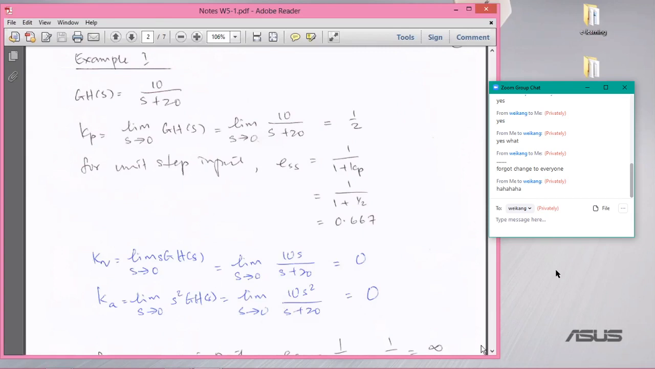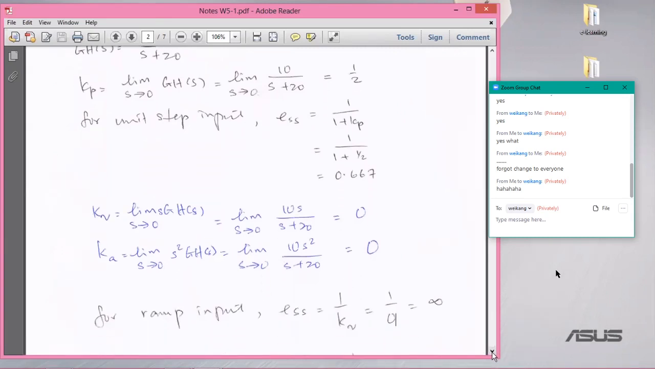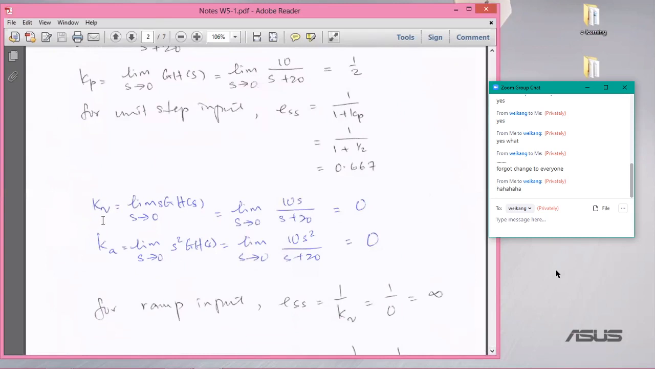To evaluate the steady state error for ramp input and parabolic input, you need to evaluate the velocity error constant and acceleration error constant. So this is the expression for velocity error constant. This is the definition of acceleration error constant. Substitute the expression GH of S and take the limit as s approaches 0. See, this is 10 multiplied by s now, because this is s multiplied by GH of S. So you get Kv is equal to 0. Similarly, now you have s squared, so Ka is equal to 0.